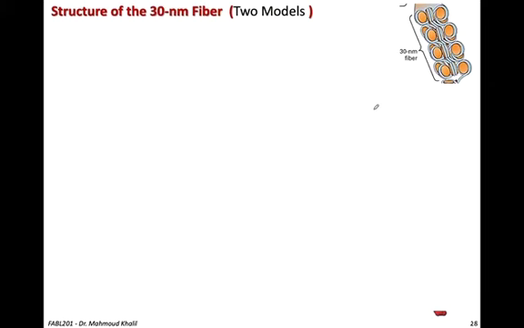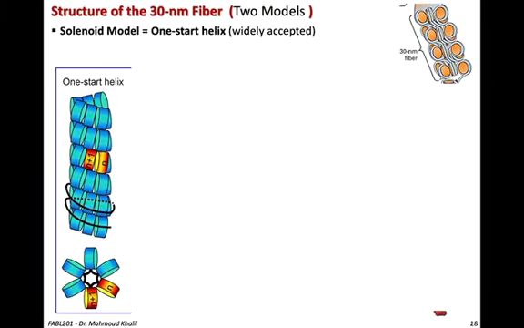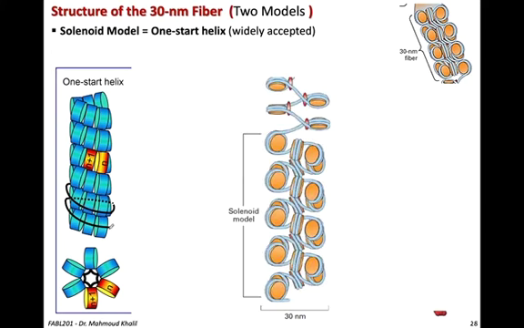Let's see the structure of the 30 nanometer fiber. We have said that it is formed by wrapping of the beads on a string. So you can see there is a one-start helix structure. It's called the solenoid model. In this solenoid model, the beads on a string are arranged in a spiral form like this. This is the solenoid model, and sometimes it's called the one-start helix.